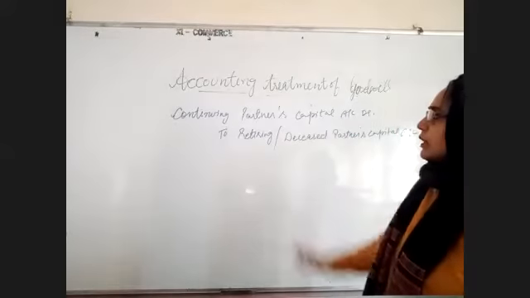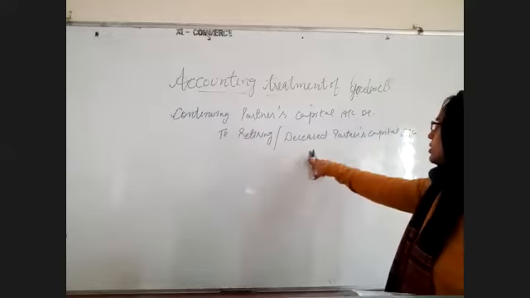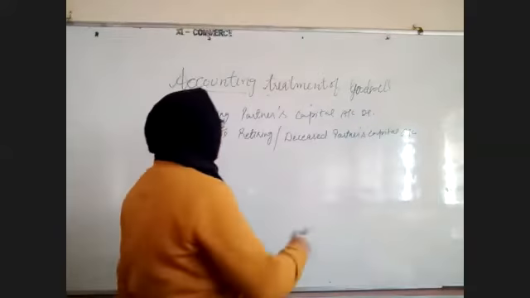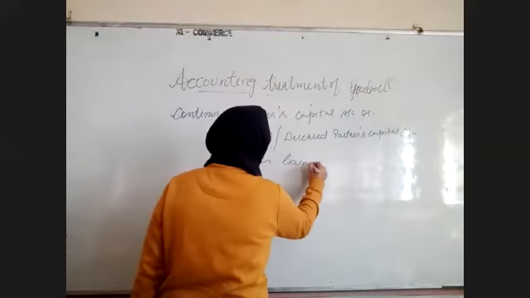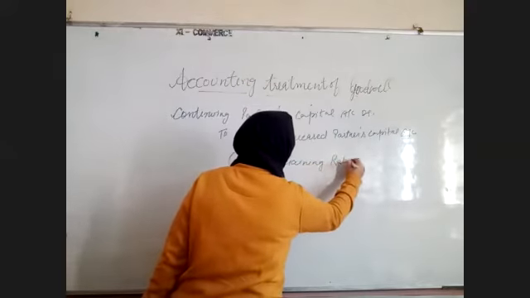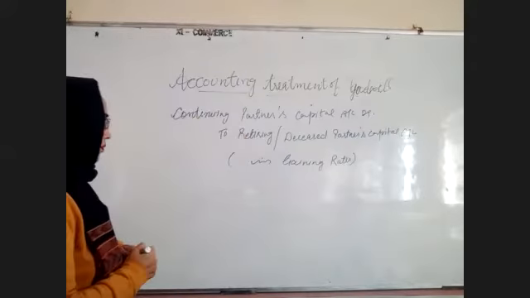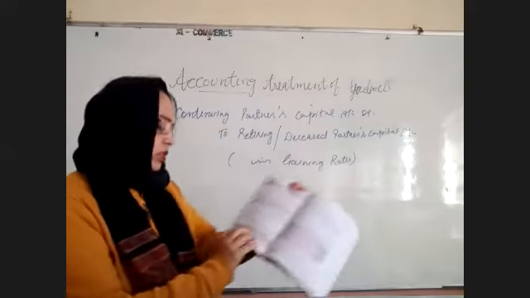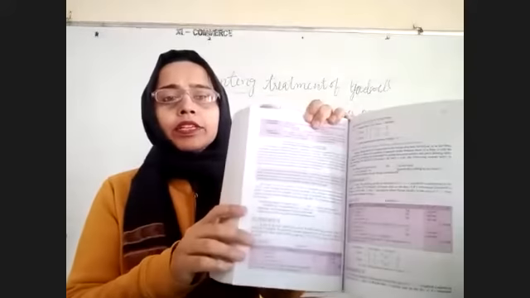Okay, note down this entry. Continuing partners capital account debit to retiring or deceased partners capital account. In which ratio we will divide this share? In gaining ratio. Okay. So let's start first illustration of this topic. Illustration number 16. Page number is 5.10 in GK Gold book.